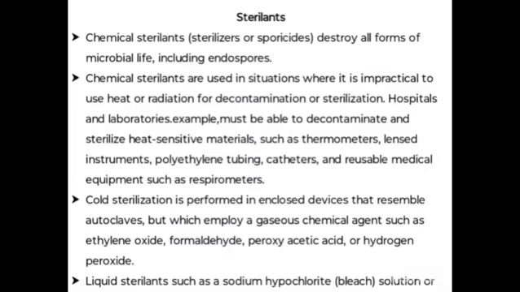Sterilants. Chemical sterilants, sterilizers or sporicides destroy all forms of microbial life, including endospores. Chemical sterilants are used in situations where it is impractical to use heat or radiation for decontamination or sterilization. Hospitals and laboratories, for example, must be able to decontaminate and sterilize heat-sensitive materials, such as thermometers, lensed instruments, polyethylene tubing, catheters, and reusable medical equipment such as respirometers.